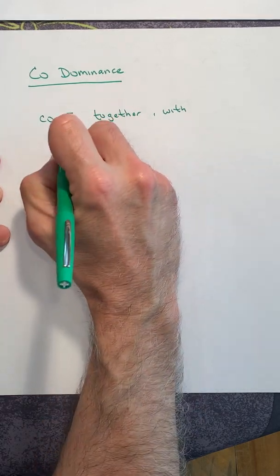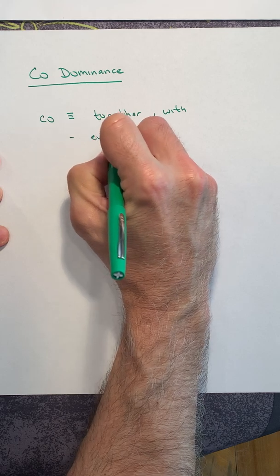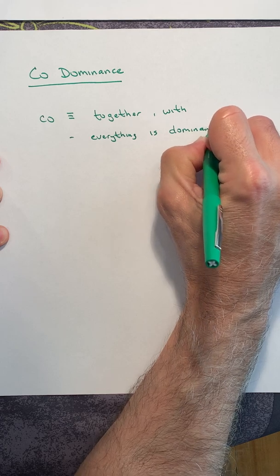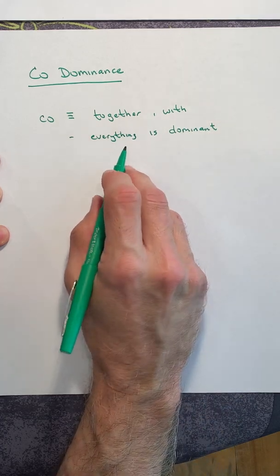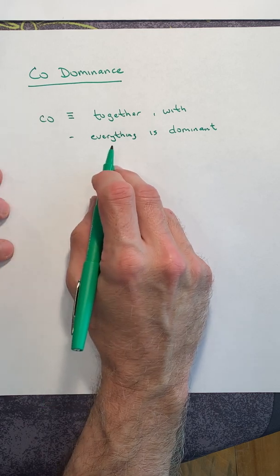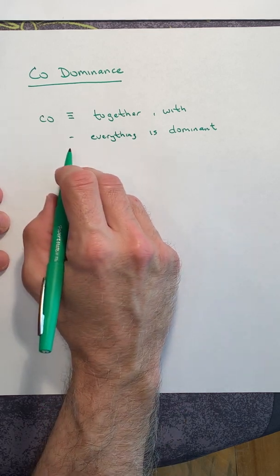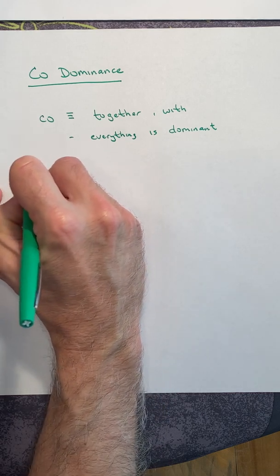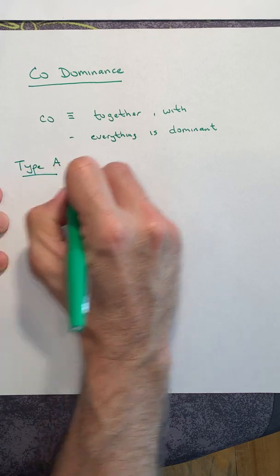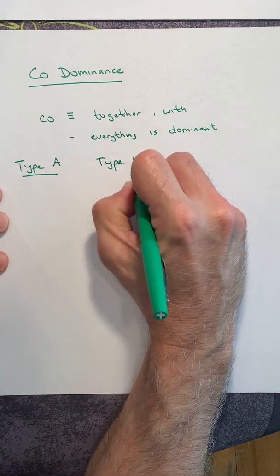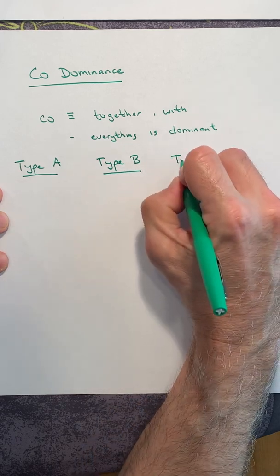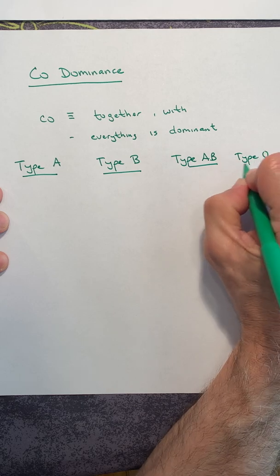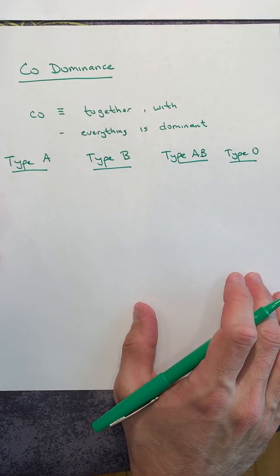Okay? And what happens here is everything is dominant. All of the alleles are expressed. Nothing is recessive. Okay, so everything is dominant. So earlier in the videos, we talked about blood typing. And in humans, there's a very, very common way to type blood, and it's type A, type B, type AB, and type O.